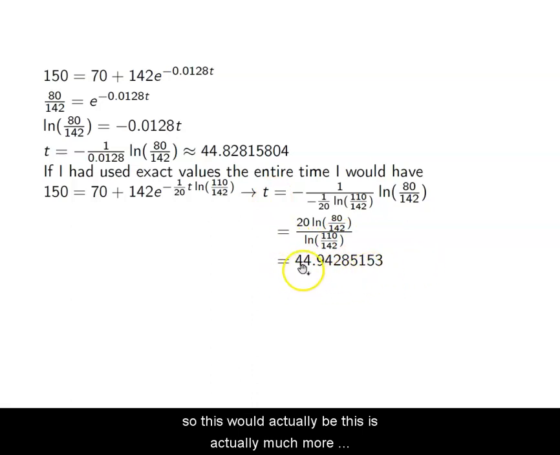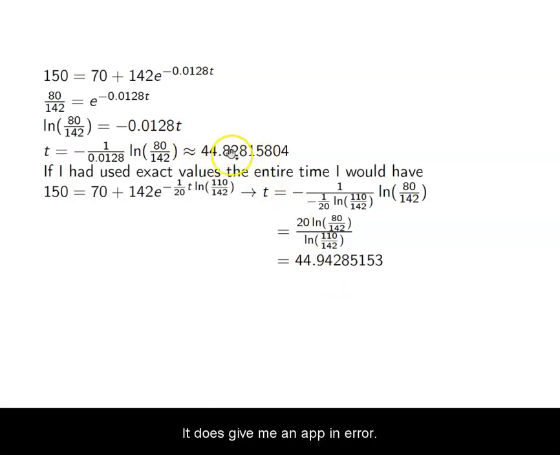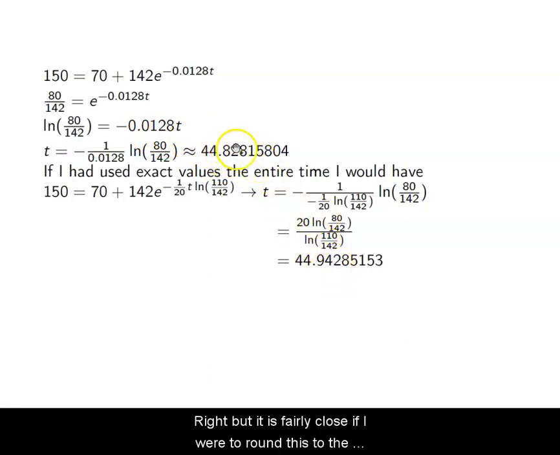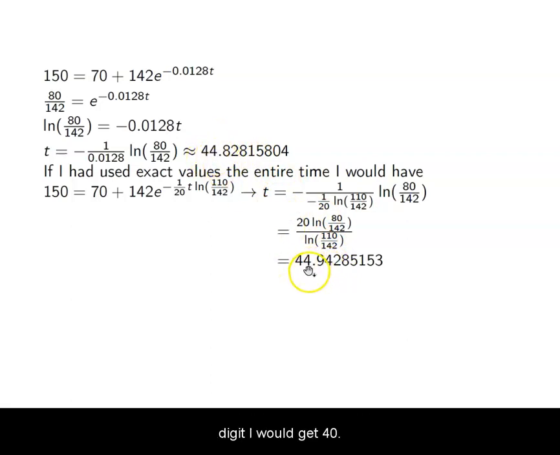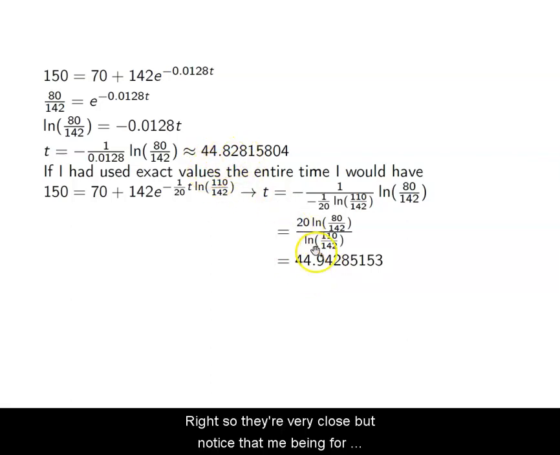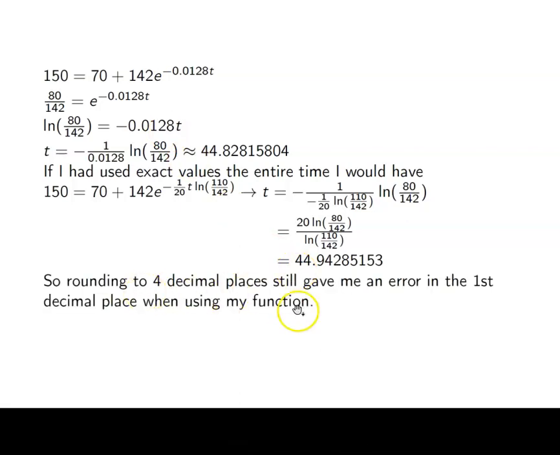So if I plug this in to get my exact value, it's 44.94285153. This is actually much more accurate than this, but look how close they are, right? So using 4 decimal points, it does give me an error, but it's fairly close. If I were to round this to the whole digit, I would get 45. If I rounded this to the whole digit, I would get 45, right? So they're very, very close, but notice that being 4 decimal points accurate does not give me 4 decimal points of accuracy in my final answer. It's only accurate to the whole number, even though I have 4 decimal points of accuracy here, okay?